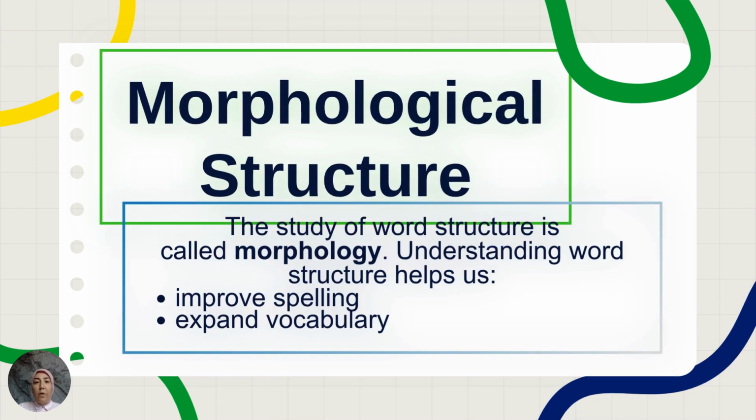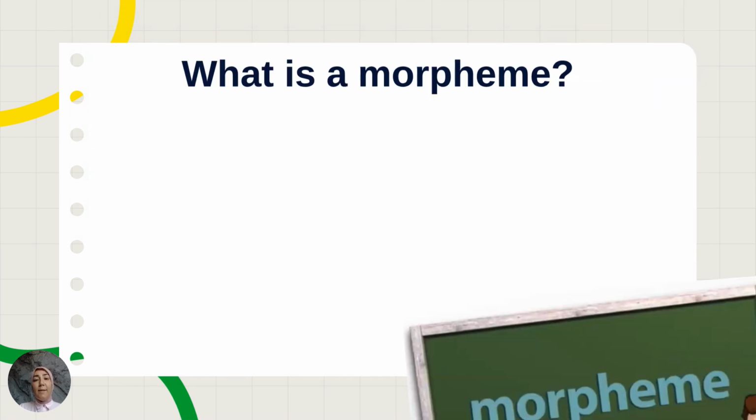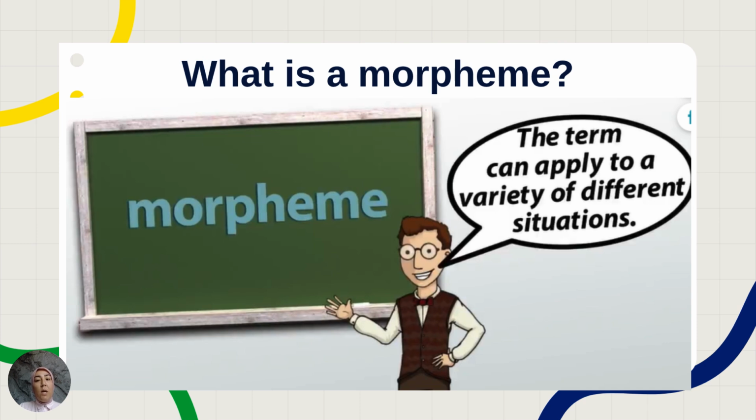Let's come back to morphological structure. The study of word structure is called morphology. Understanding word structure helps us improve our spelling and expand our vocabulary. How can knowing the structure of the word expand your vocabulary? Let's see. Let's go on. First, we will define what a morpheme is. So you see here the brief definition.